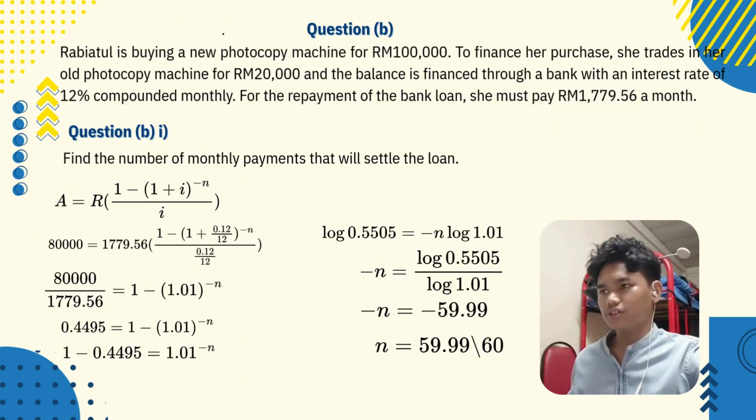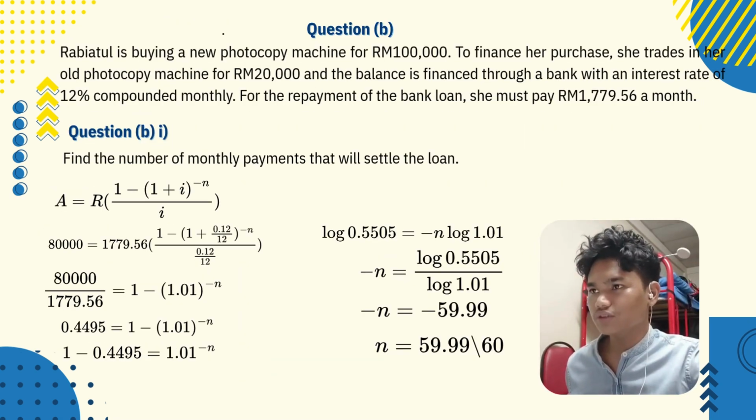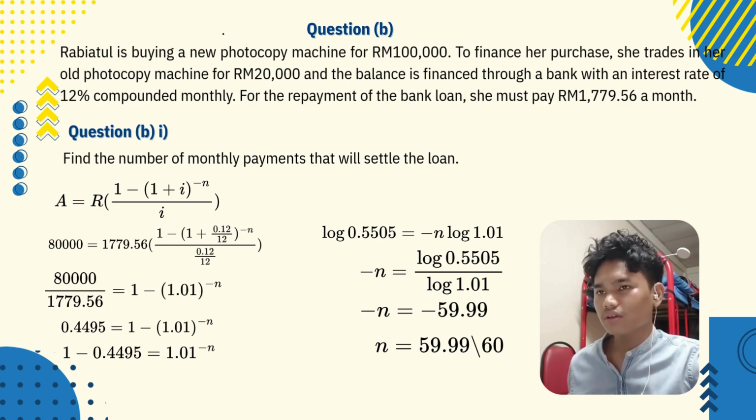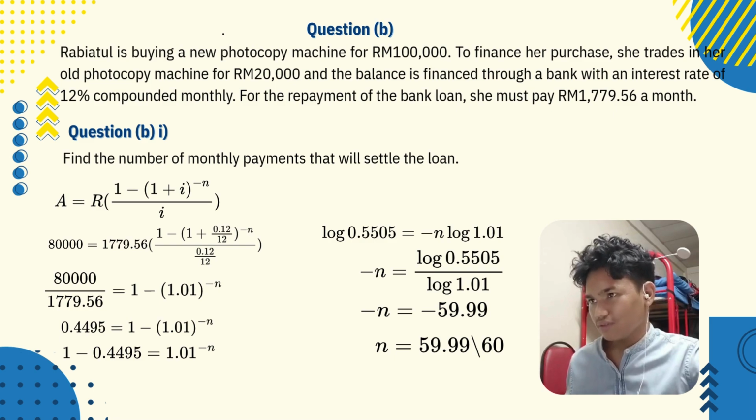Case study 2, question B. Rabiatul is buying a new photocopy machine for 100,000 ringgit. To finance the purchase, she trades in her old photocopy machine for 12,000 ringgit, and the balance is financed through a bank with an interest rate of 12% compounded monthly. For the repayment of the bank loan, she must pay 1,779.56 a month. So the question is, find the number of monthly payments that will settle the loan.